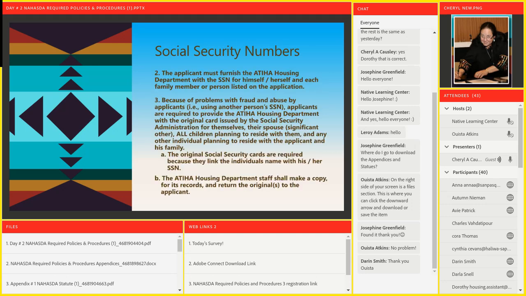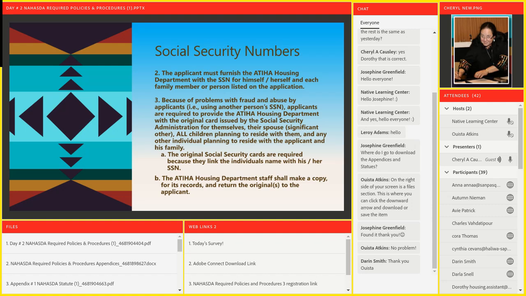So that applicant must furnish, and I always use that ATIHA, that's the Any Tribal Indian Housing Authority, housing department with the Social Security number for himself or herself and each family member or person listed on the application. You could extend that over the age of 6, put that language in there if you wanted.